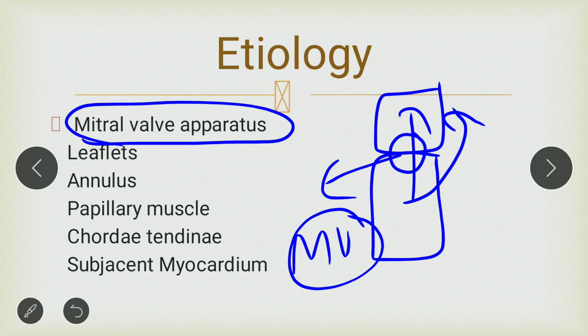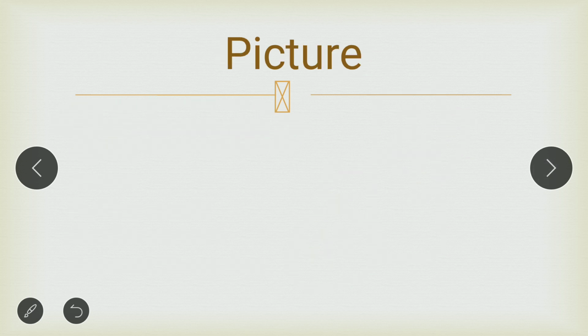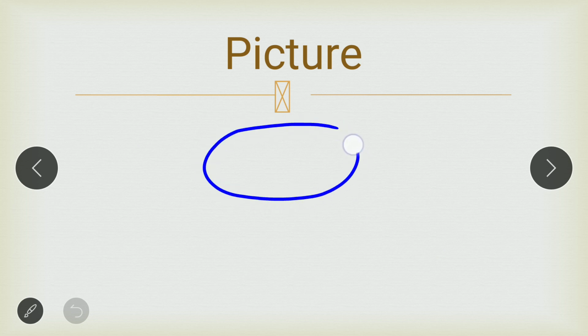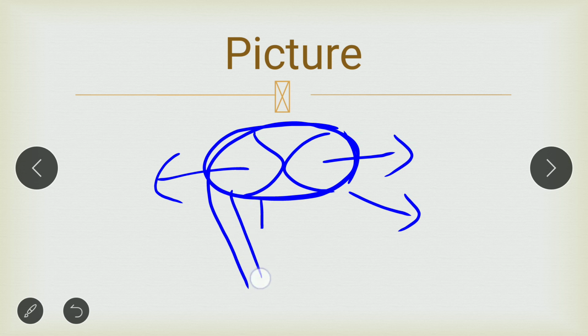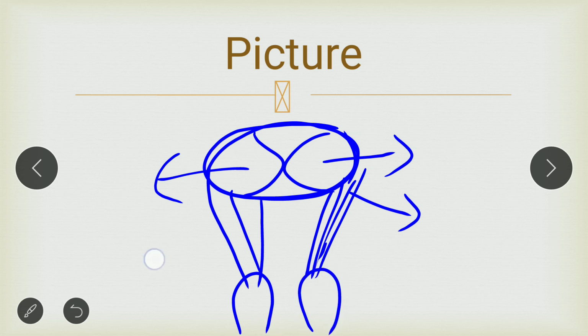The mitral valve is composed of 5 structures. One is your leaflets. These leaflets are held in position by the annulus, that is the ring. This is held in position by the chordae tendineae, which get attached to the papillary muscle. This papillary muscle is attached to the myocardium. So these 5 constitute the mitral valve apparatus.